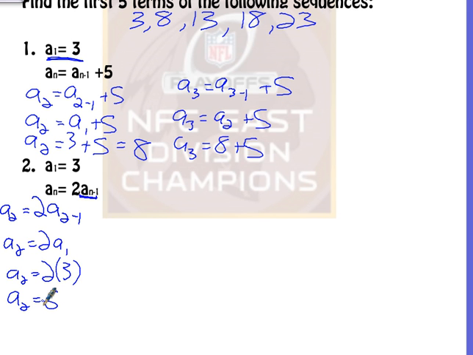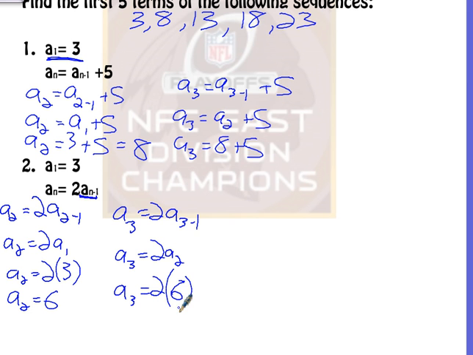And again, I can do the same thing. A sub 3 equals 2 times A sub 3 minus 1. So A sub 3 equals 2 times A sub 2. A sub 2 we just said was 6. So A sub 3 is 12. And you'll see the process is just going to continue multiplying by 2. So you'd get 3, 6, 12, 24, and 48. And that would be the first 5 terms of that sequence.